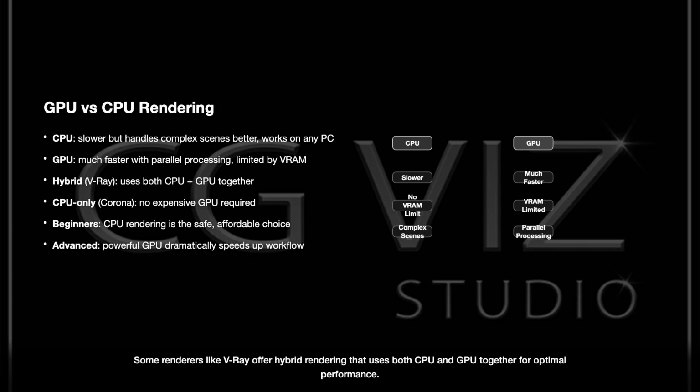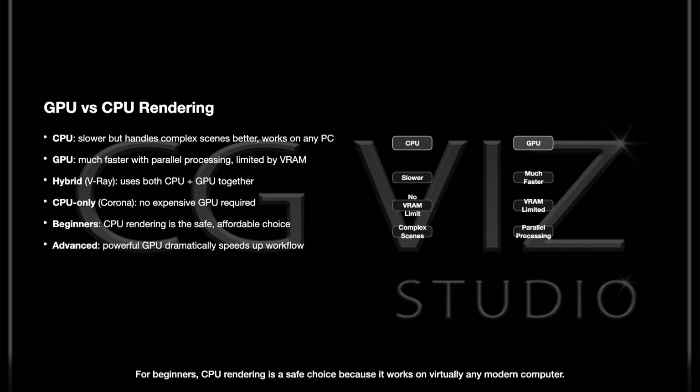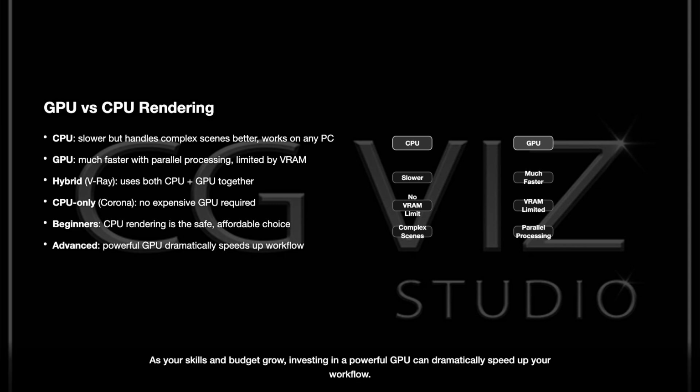Some renderers like VIZ offer hybrid rendering that uses both CPU and GPU together for optimal performance. CPU-only renderers like Corona eliminate the need for expensive graphics cards, which is a significant cost advantage. For beginners, CPU rendering is a safe choice because it works on virtually any modern computer. As your skills and budget grow, investing in a powerful GPU can dramatically speed up your workflow.